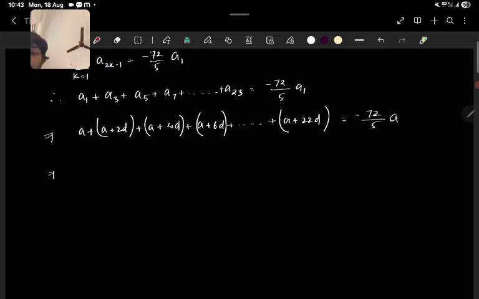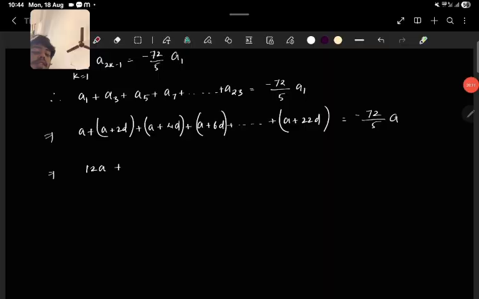Now how many a's are there, beta? 12 a's are there. So 12a plus how many d's are there here? 2, 4, 6, 8 so on up to 22. How much it will be? It is simply how much now?